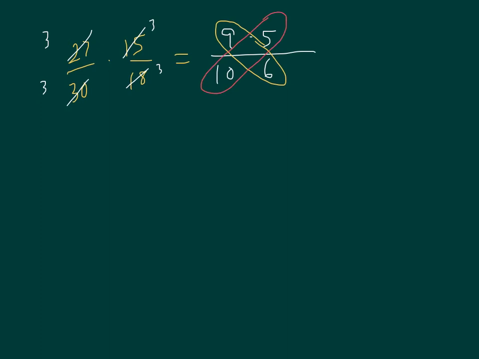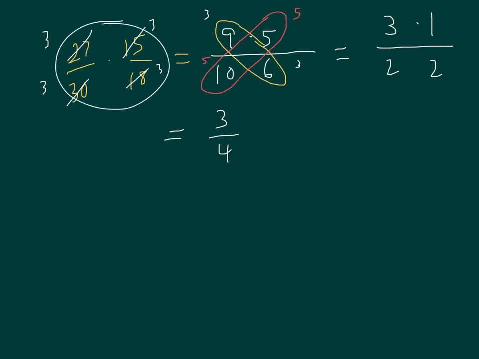What can I reduce 9 and 6 both by? You say 3. Yes, I can factor out a 3 out of 9. 9 divided by 3 is 3. 6 divided by 3 is 2. 5 and 10 have factors in common of 5. That's the greatest common factor. When I divide 5 by 5, I get 1. When I divide 10 by 5, I get 2. Now, we're totally simplified across the top and the bottom, so 3 times 1 is 3, and 2 times 2 is 4. So apparently, 27 times 15 over 30 times 18 is 3/4.